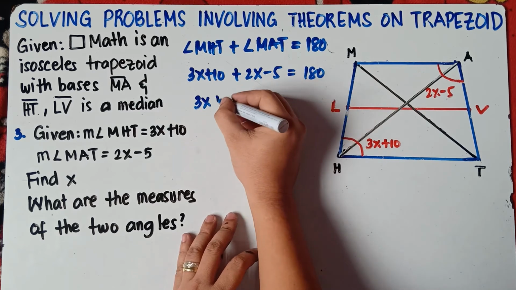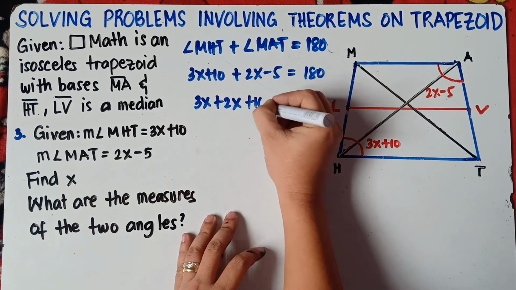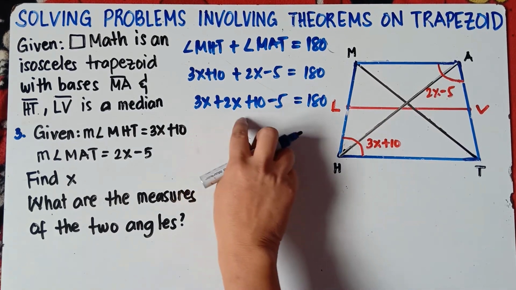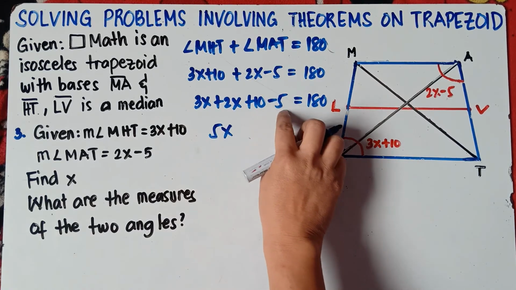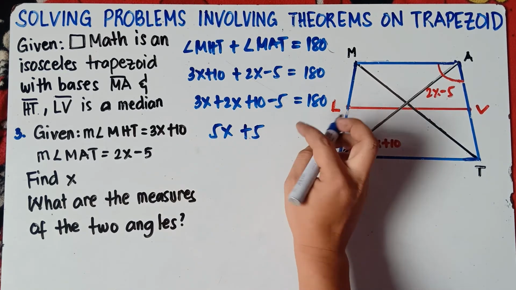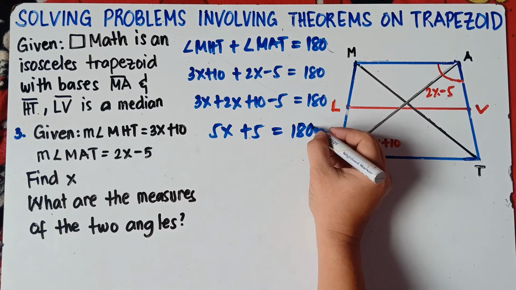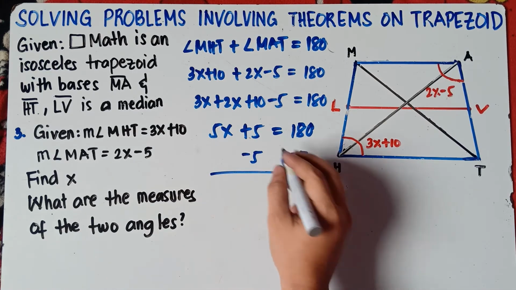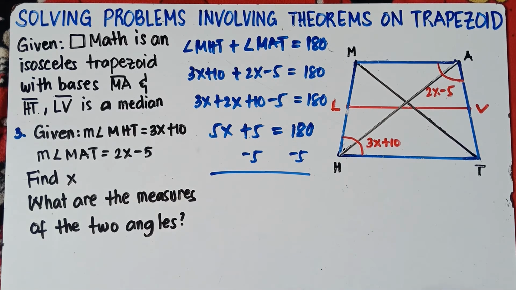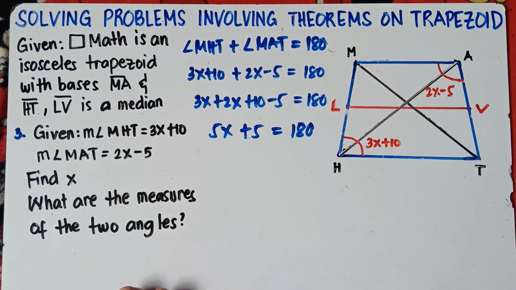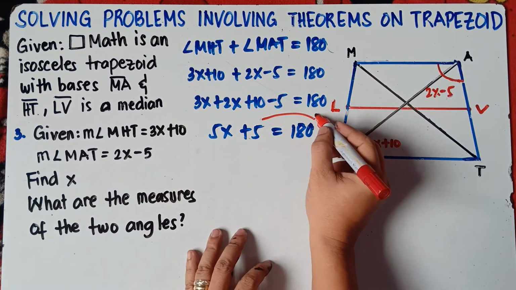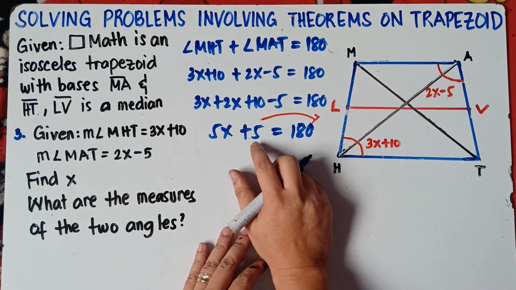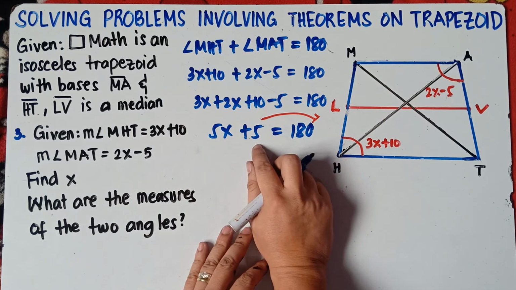So 3x plus 2x, positive 10, negative 5 equals 180. Combine like terms. 3x plus 2x is 5x. 10 minus 5 is 5. So 5x plus 5 equals 180. To get the value of x, you can subtract 5 from both sides, the subtraction property of equality. But for me, class, it's better to transpose 5 from left to right, because there are many students who get confused with those properties of equality. So transpose 5 from left to right. This is positive 5, it will be negative 5.